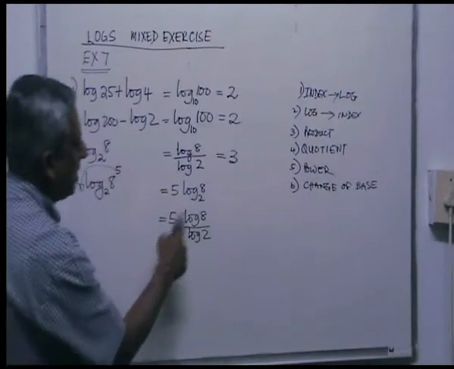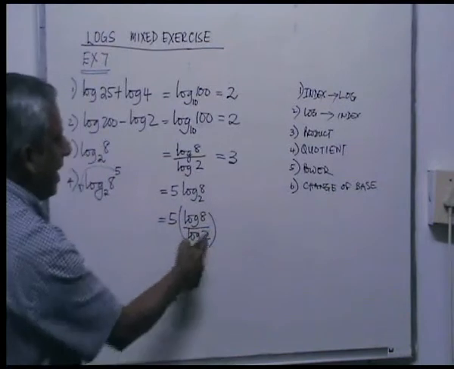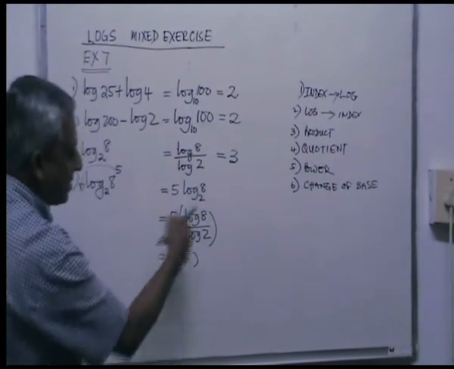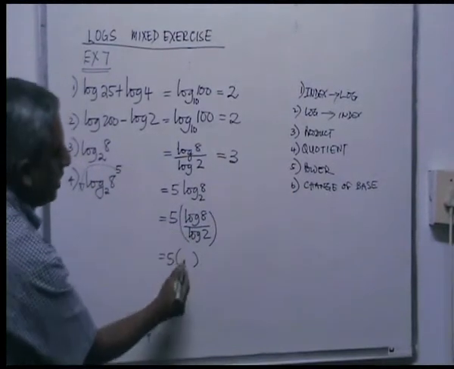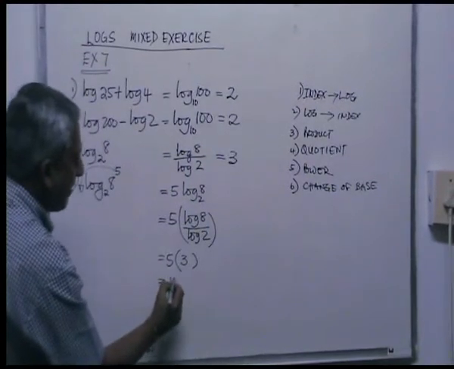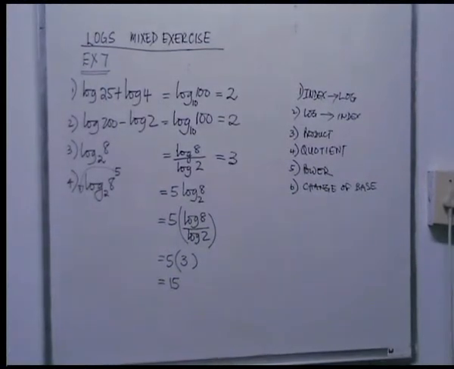Now what's happening between these two? Well, actually it is 5 times that. So it will be 5 times that answer. So you put that in the calculator. Log 8 divided by log 2, you get the answer 3. And then it's simple multiplication. 5 3s, 15.